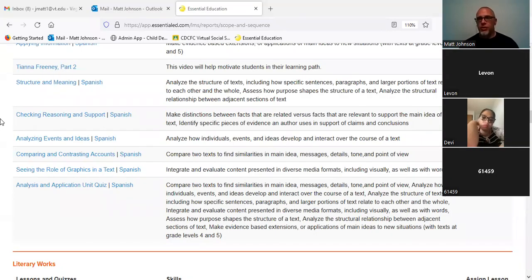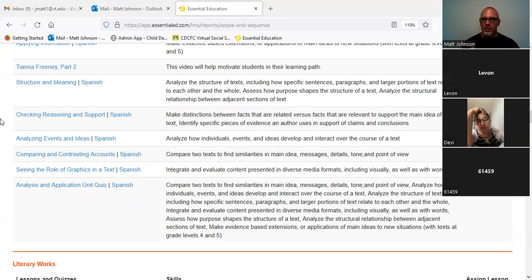And also, this is one of those lessons where we see some overlap between social studies. A lot of the RLA reading, we'll have a similar lesson in social studies, and you'll notice some of the same terms. So today for RLA reading, it's comparing and contrasting accounts.